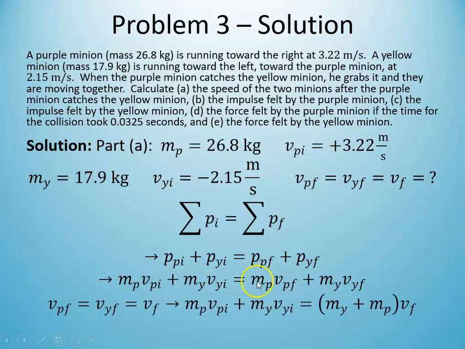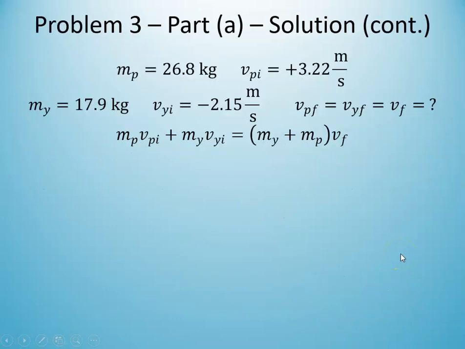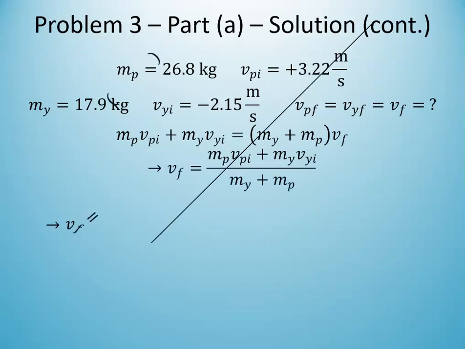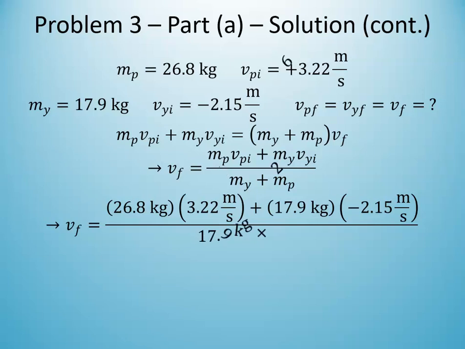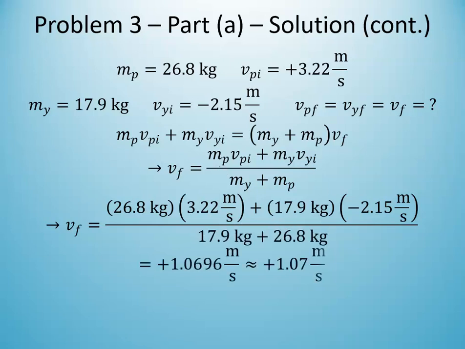So, again, we just replace each of these V finals by just one V final, and we factor it out and solve for it by dividing both sides by the total mass. And when you do that and plug in the numbers, you get that the final velocity of the system is plus 1.07 meters per second. Well, that's slower than it was before.